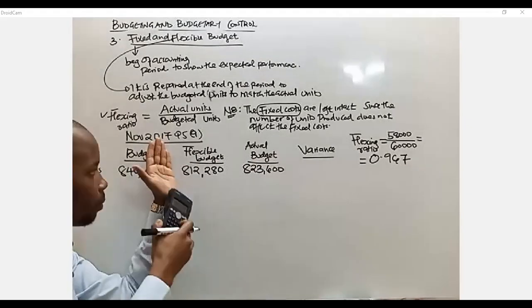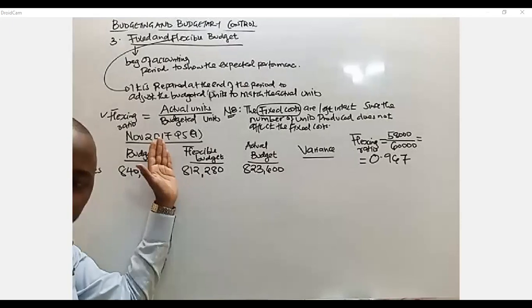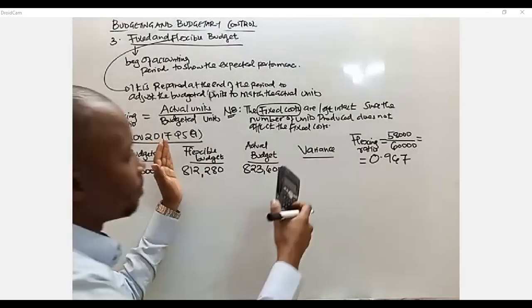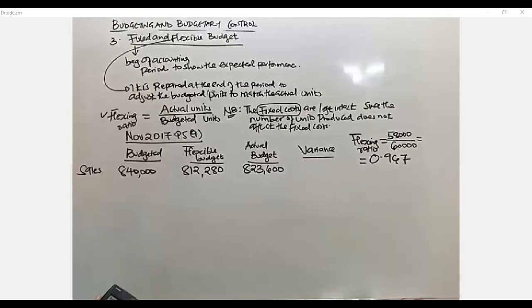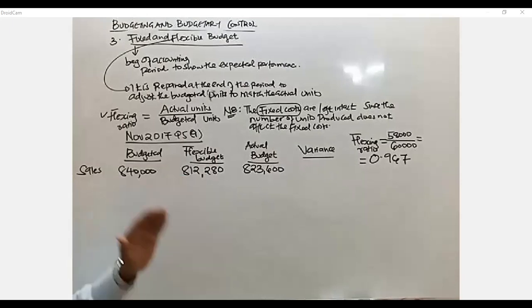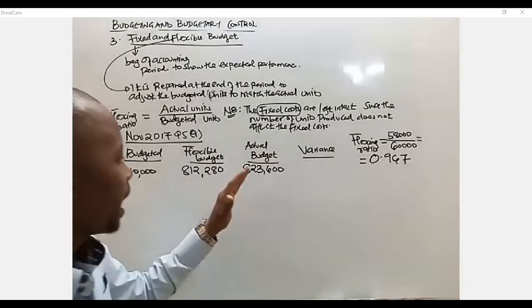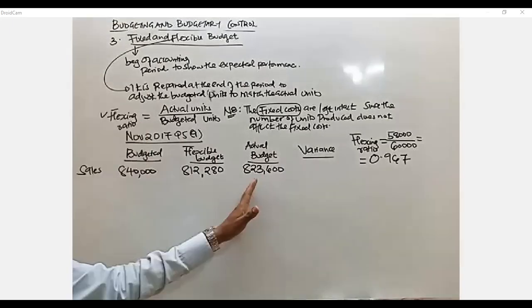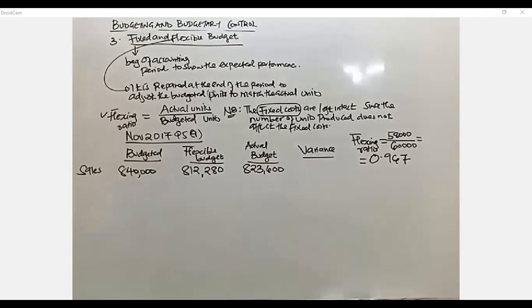To do your variance, you're going to be looking at the flexible budget. Remember, your flexible budget is normally prepared at the end. You compare with your actual, and then we determine our variance. I was determined to sell 812,280, but actually I sold 823,600. Am I happy? You say yes. I sold more than what I budgeted. So what is the difference?